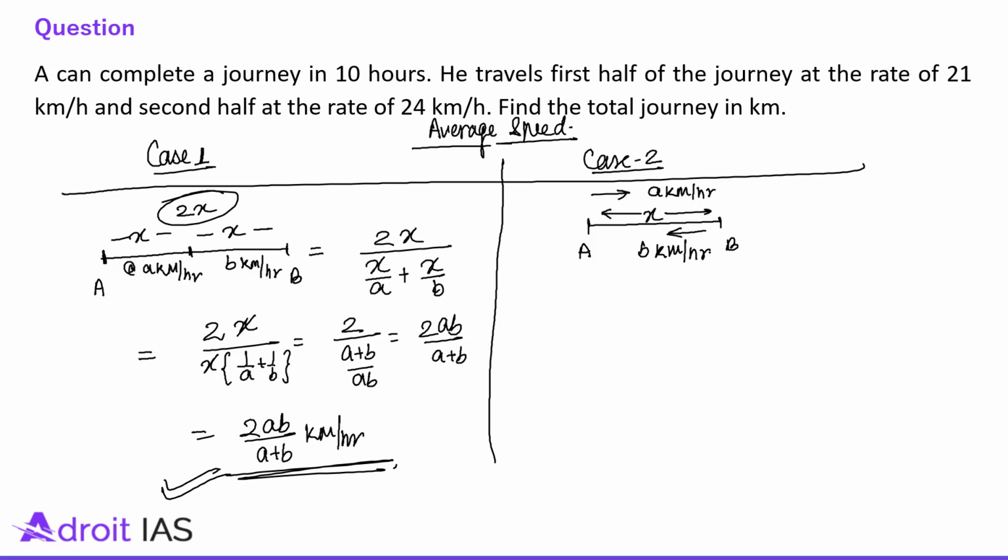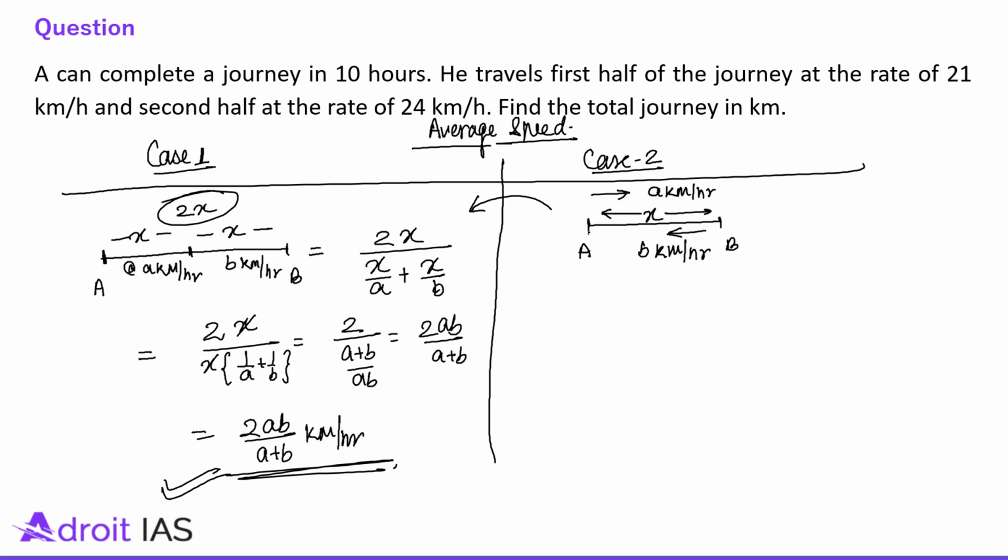Fine. Okay. So in these two cases, mathematically there is no difference. Why? Because in the first case, a man is going the first x kilometers with the speed of a kilometer per hour and the next x kilometers with the speed of b kilometer per hour. And in the second case, what is happening? For the first x kilometers the man is going at a kilometer per hour, and he is coming back x kilometers with the speed of b kilometer per hour, right?